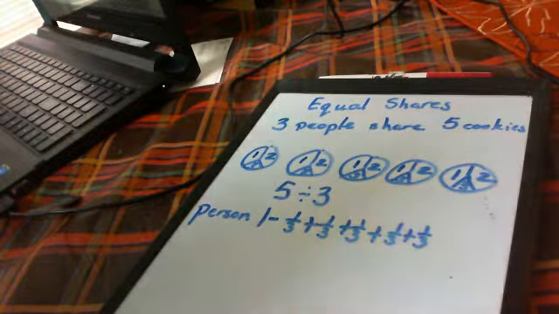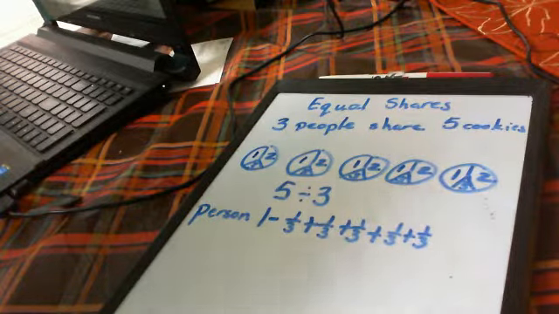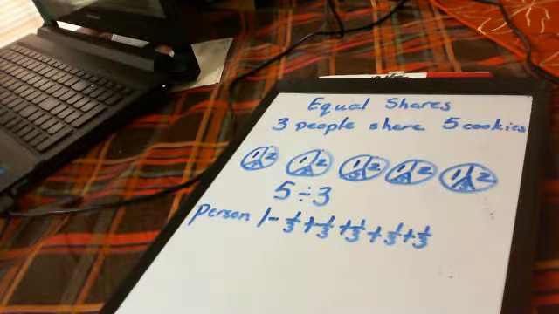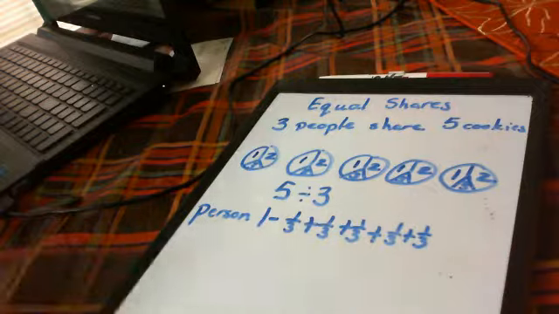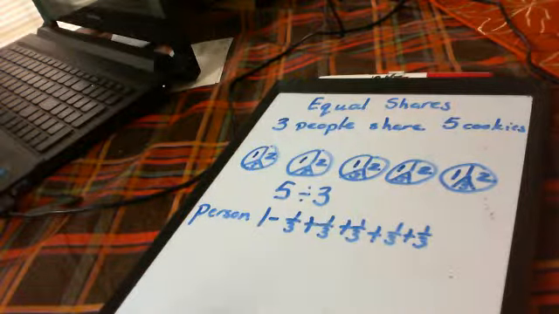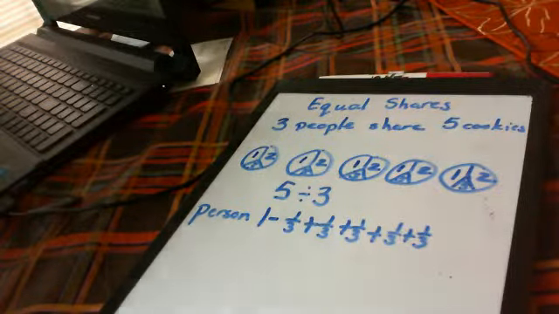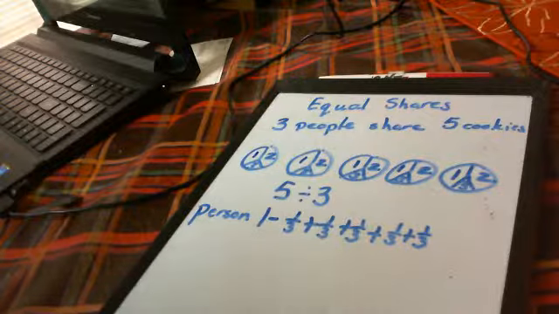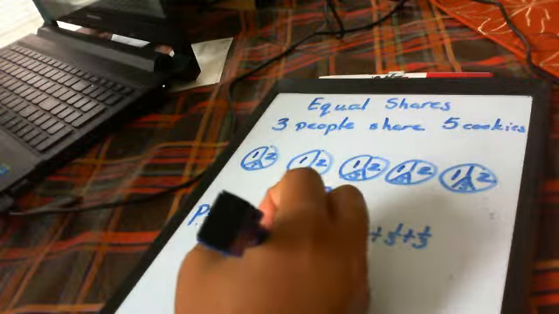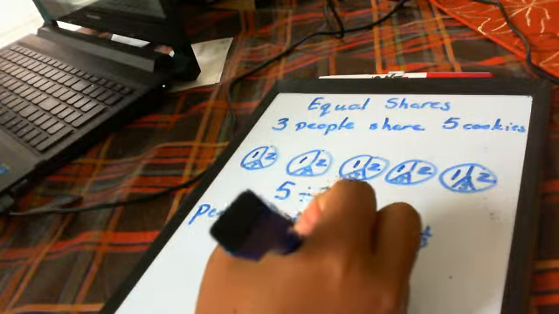But person 2 is also getting the same exact amount. And person 3 is also getting the same amount. But how can I write this in a more simplified form? Well, person 1 is getting 5 1/3 pieces.